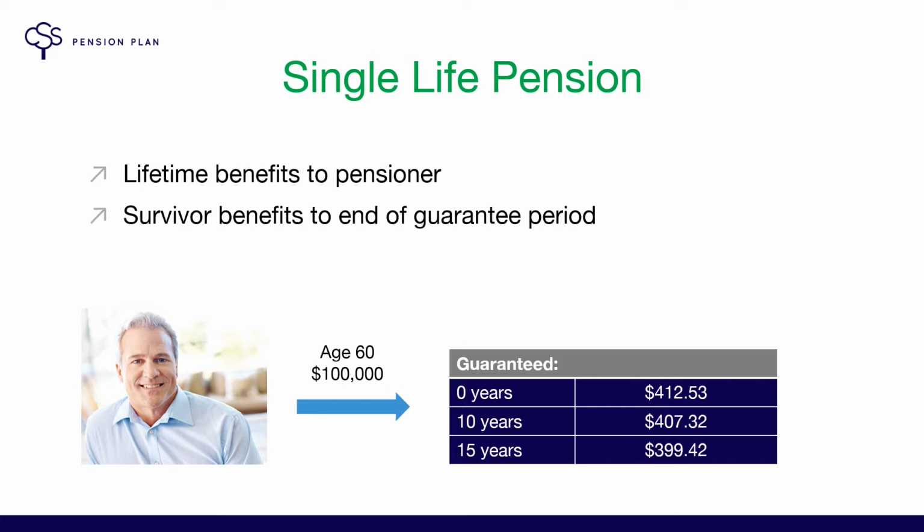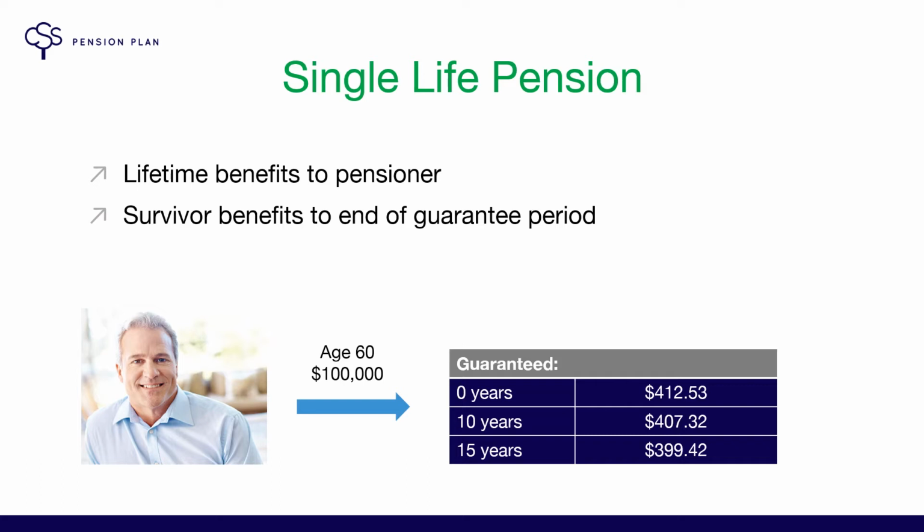A single life pension guaranteed 10 years or 15 years will provide a lifetime pension to you for as long as you live. But it is guaranteed to be paid for at least 10 or 15 years depending upon your choice. If you pass away before the guarantee period expires, your pension will continue to be paid to your beneficiaries or estate for the balance of the guarantee period. If you outlive the guarantee period, you still get the pension for your life, but there would be no payments to your beneficiaries or estate upon your death.